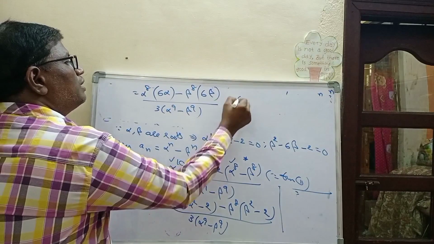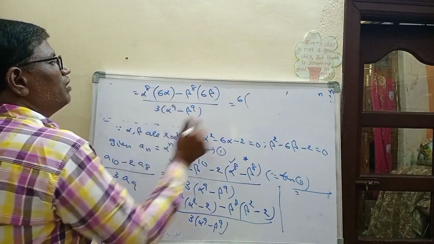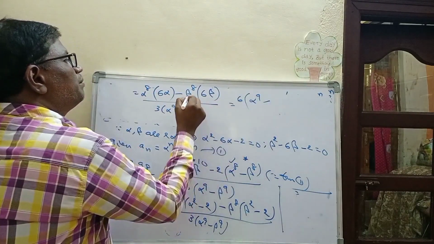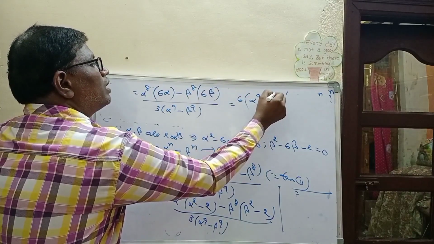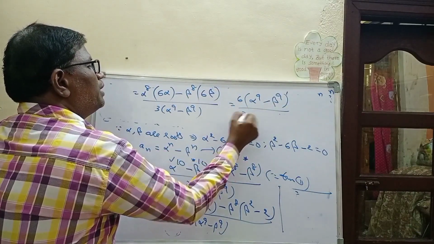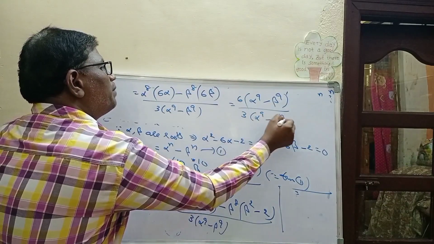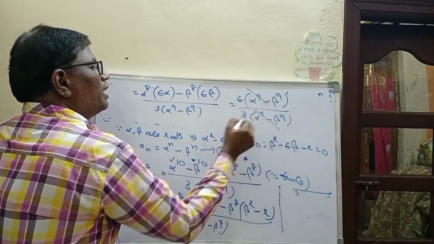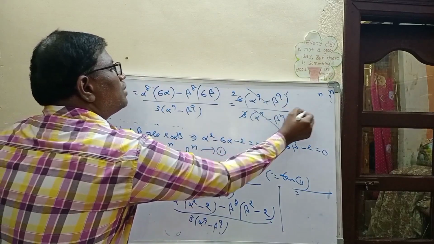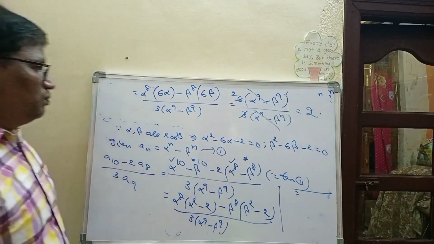So here take 6 common. Alpha power 8 into alpha is alpha power 9, minus beta power 8 into beta power 1 is beta power 9, divided by 3 into alpha power 9 minus beta power 9. These two are cancelled. 3 ones are 3, twos are 2. Therefore the answer is 2.